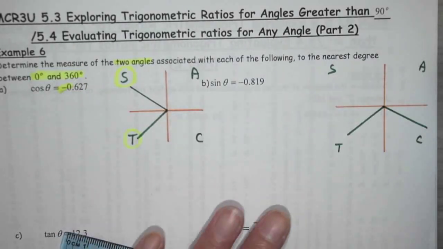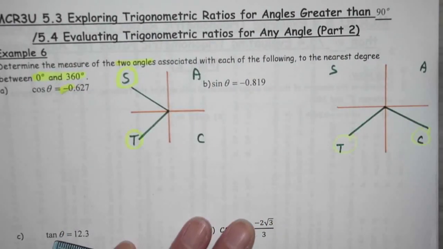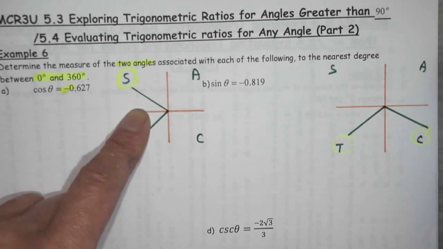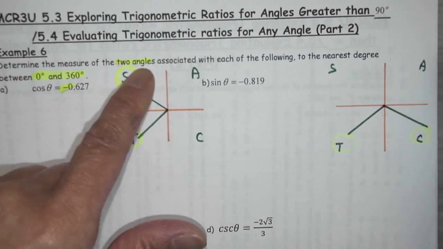That means there's 2 answers for every. So look, here and here, 2 answers for every answer. So every time I ask you this, there'll be 2 answers for a positive, 2 answers for a negative. So what does that mean, 2 answers? I still don't know the angle. Determine the measure of the angle.